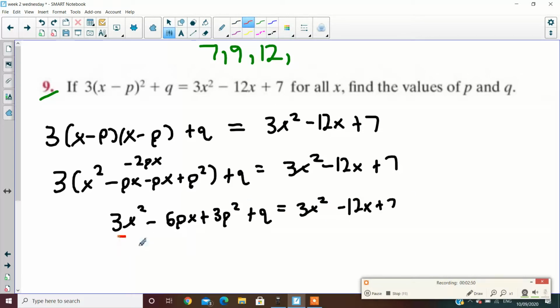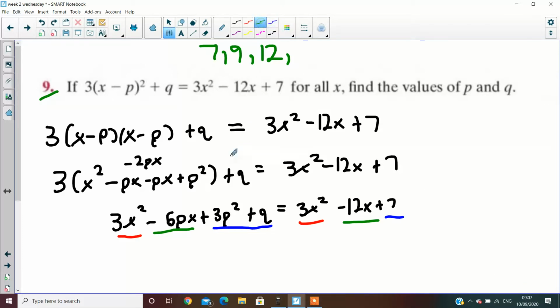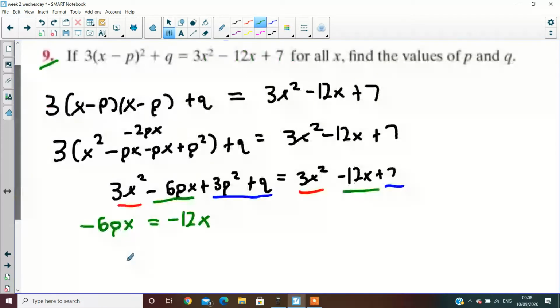Now, red equals red, green equals green, blue equals blue. So start off with the green. Minus 6px equals minus 12x. Implies 6p equals 12. Implies p equals 2.